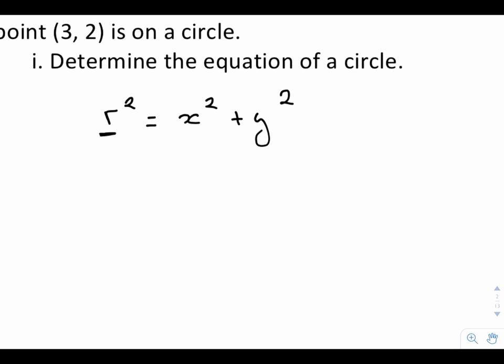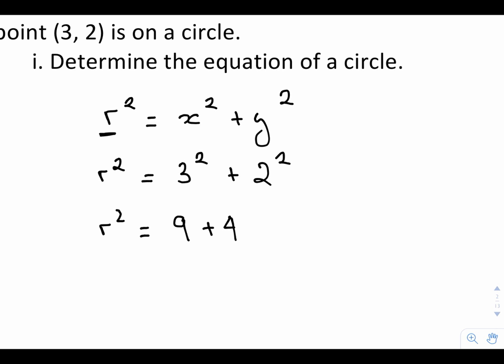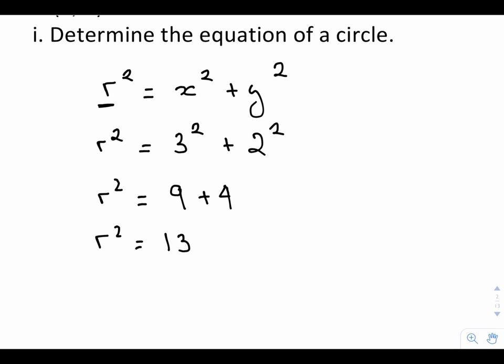So let's take a look. I have r squared equals 3 squared, because that's my x term, plus y squared, well, y is actually 2, so plus 2 squared. That gives me 9 plus 4 is equal to r squared. Keep going, r squared is equal to 13. If I want to figure out what the value of r is, I take the square root of these two guys, and that tells me r equals root 13.